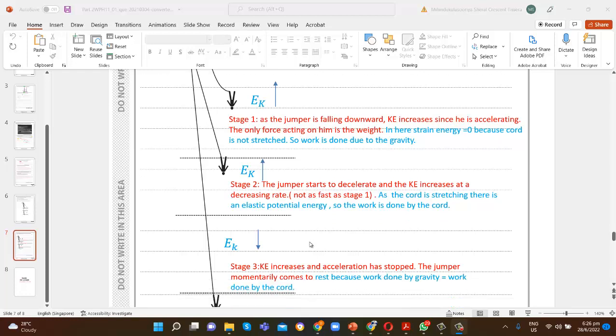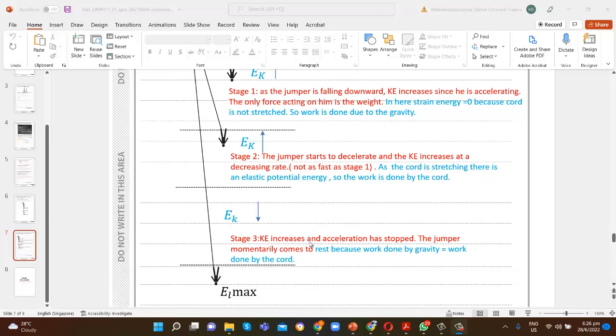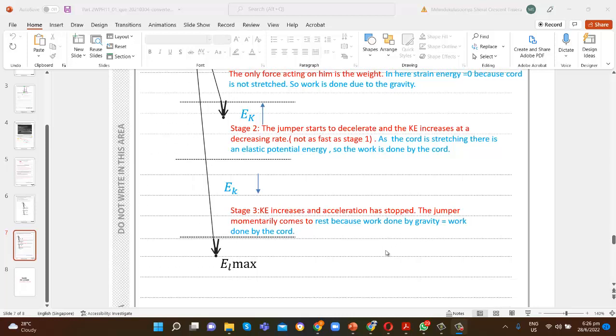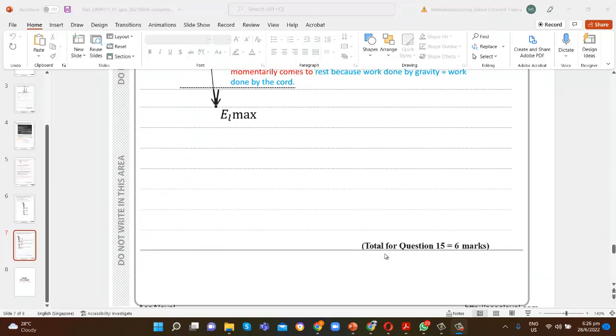But when we go to stage 3, what's happening? Kinetic energy increases and acceleration has stopped. So now the jumper momentarily comes to rest. Why? Because work done by gravity equals work done by the cord.